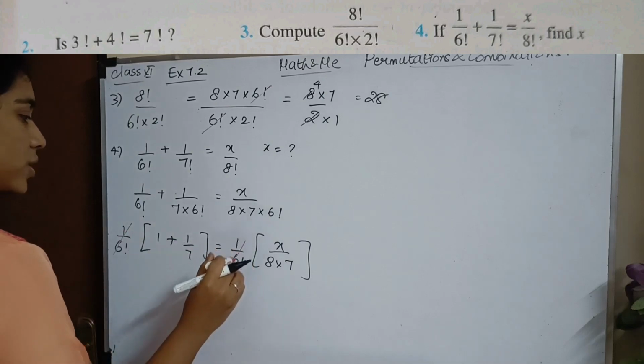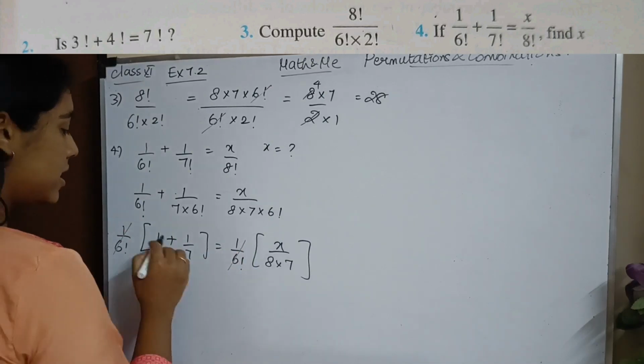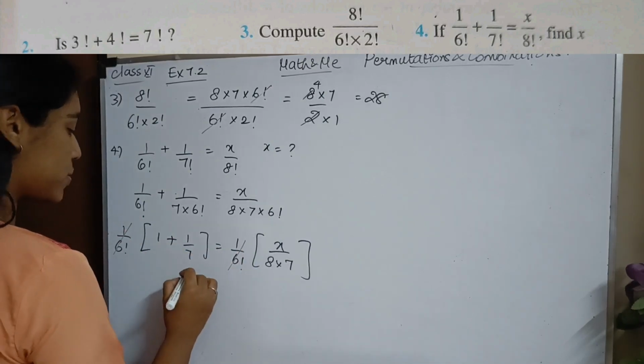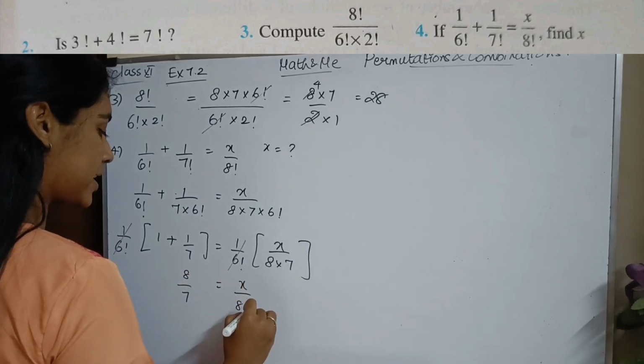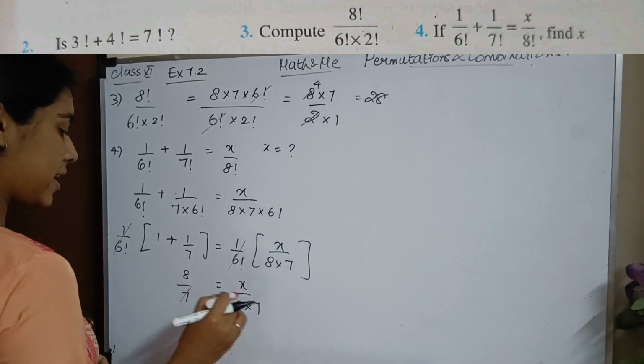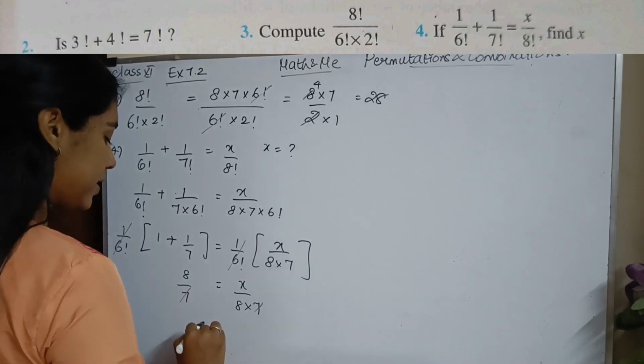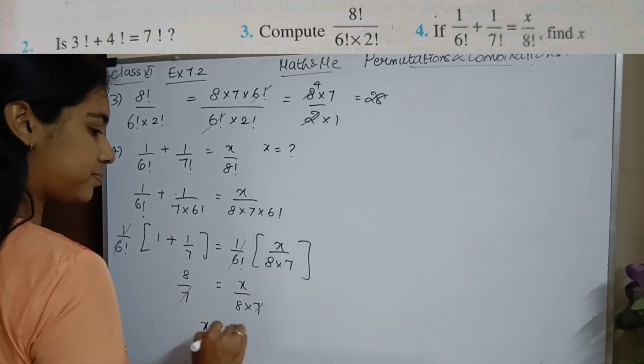So 1 by 6 factorial and 1 by 6 factorial will get cancelled. In that, LCM, 7 plus 1 is 8. So 8 divided by 7 equals x divided by 8 into 7. So 7 and the 7 are common. So I have x equals 64. Okay.